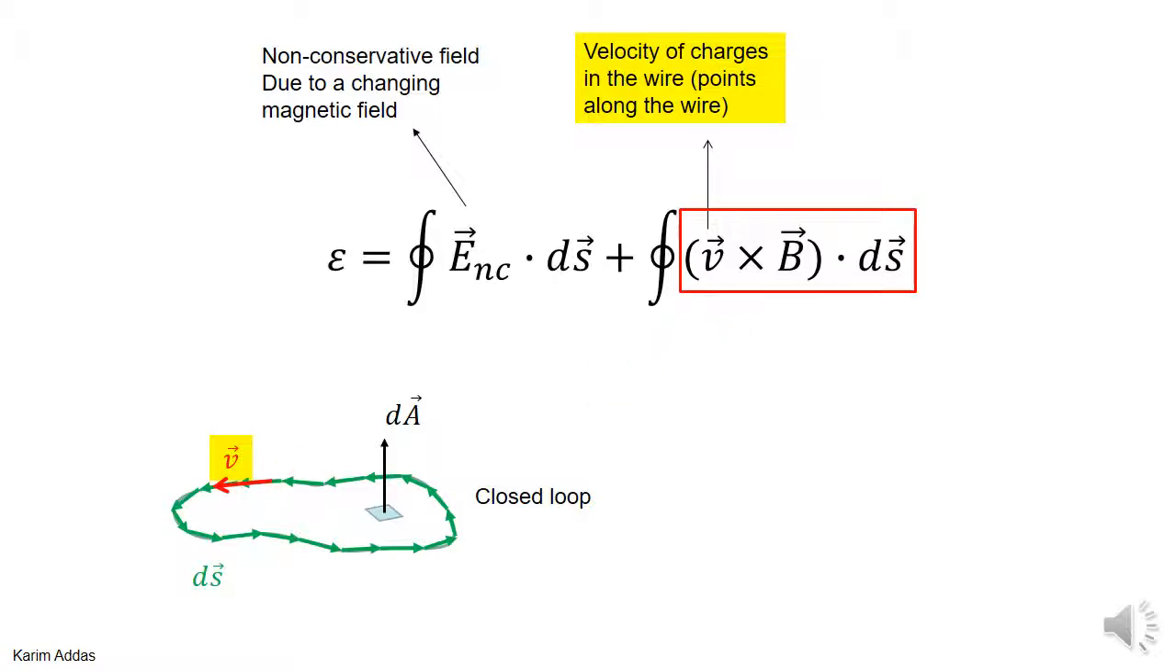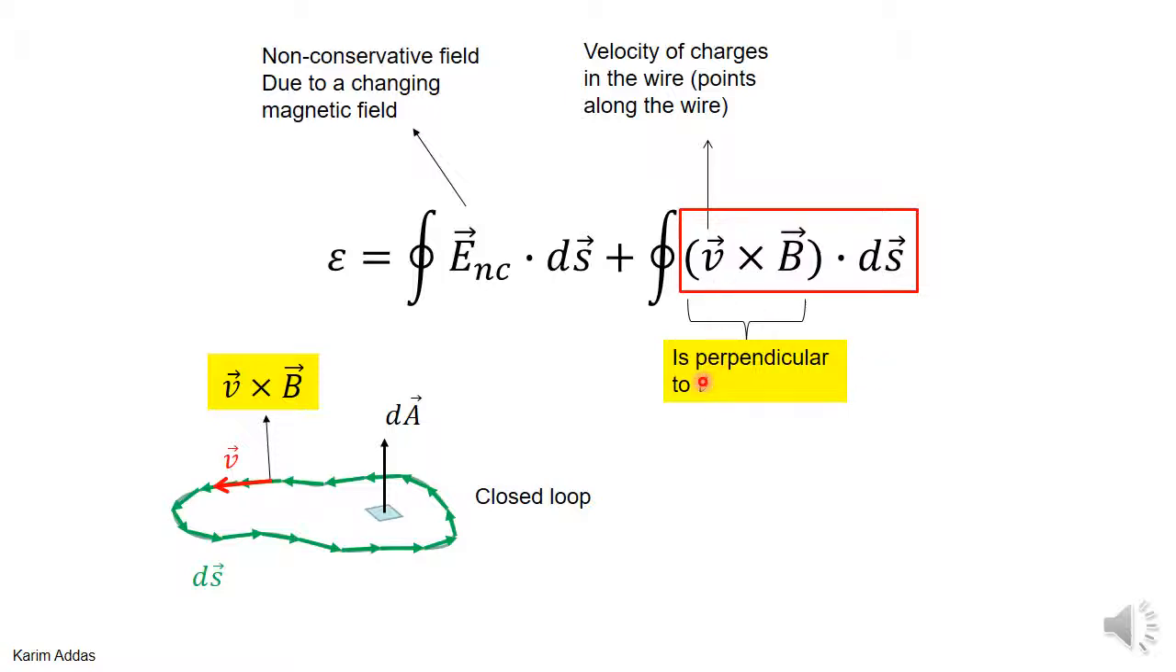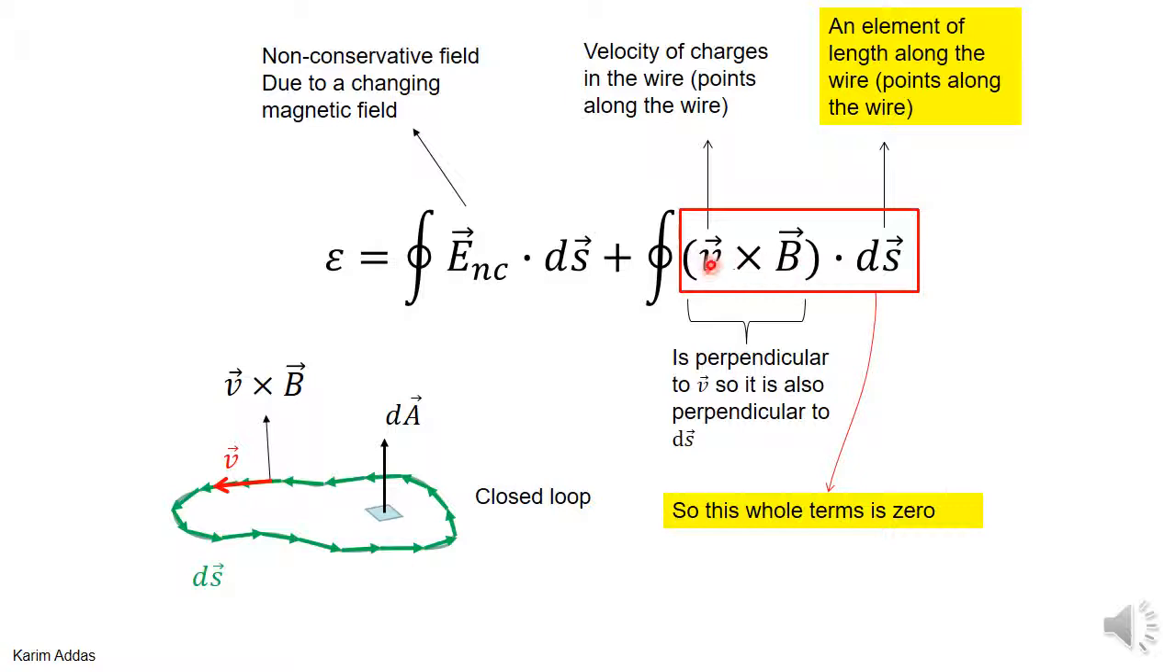Okay, V cross B is perpendicular to V. Remember, the cross product between two vectors is perpendicular to both vectors. So if V is along the direction of the wire, then V cross B has to be perpendicular to the wire. Now you're getting V cross B dot ds, and ds is along the wire in the direction of V. That means V cross B is perpendicular to ds. When you take the dot product between two perpendicular vectors, you get zero. So the whole term is zero.